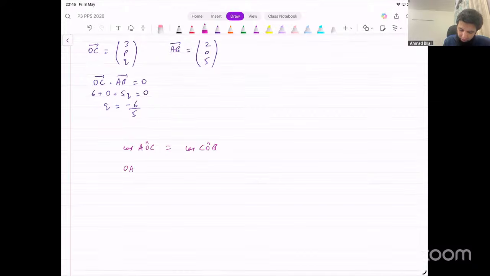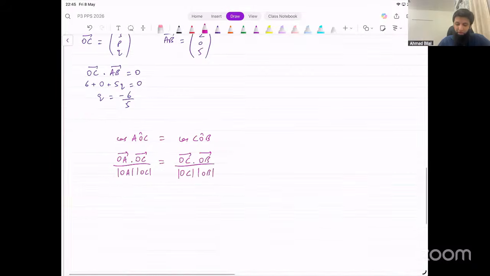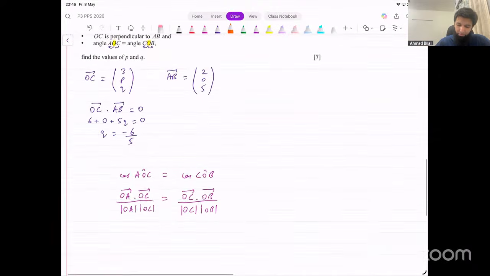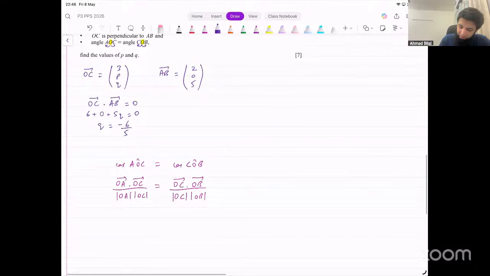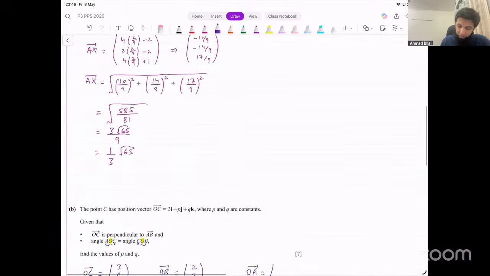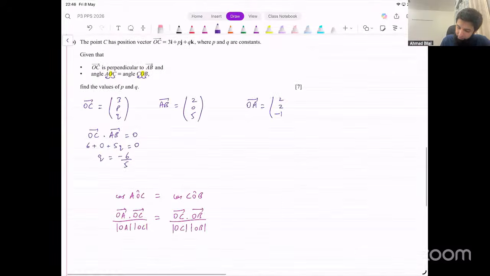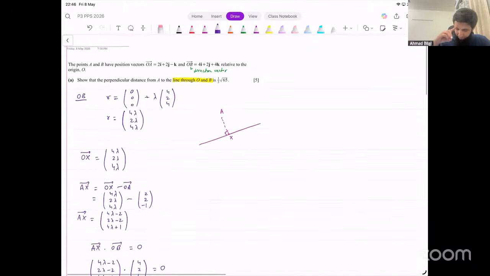Now, that means OA dot OC divided by OA magnitude and OC magnitude should equal OC vector dot OB vector divided by OC magnitude into OB magnitude. Input values in this. What are the vectors? Let me write them down here. OA vector, what was that? OA from the first part was 2, 2, minus 1. And OB from the first part was 4, 2, 4.